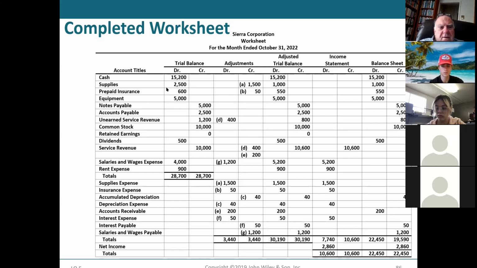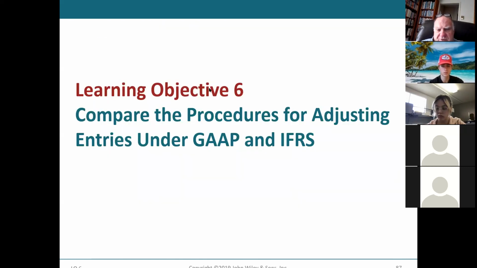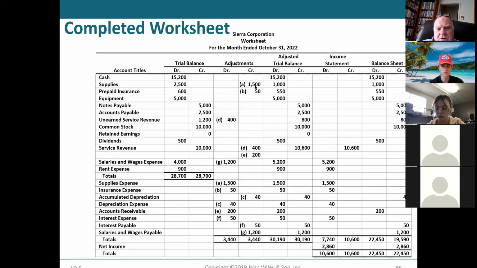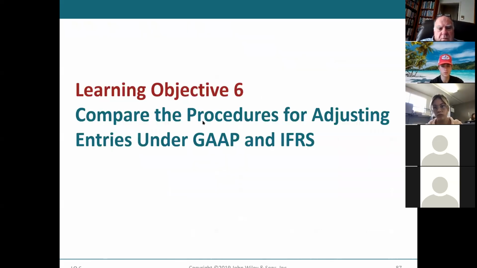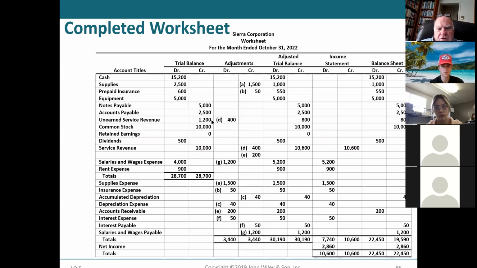We got supplies of 2,500, but we used, oh, I'm so sorry, guys. We used 1,500, right? So what's the new balance? 1,000. Insurance, we used 50. Our new balance is 550. Unearned revenue, we earned 400 of it. So that gets us down to 8.